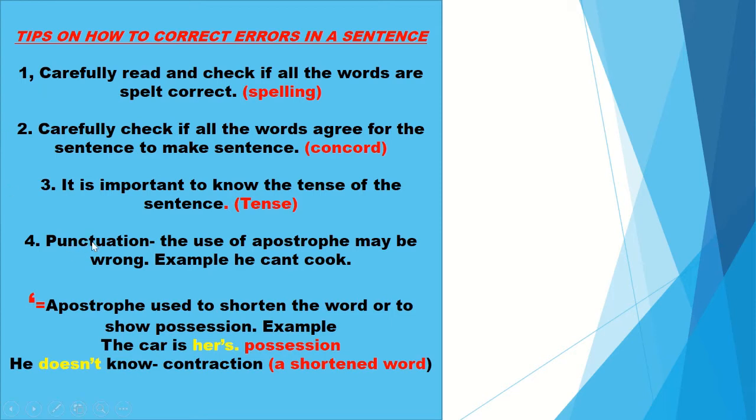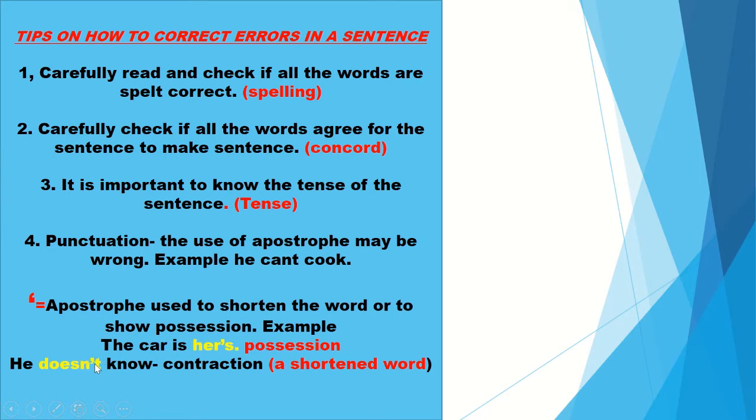And then punctuation. What do I mean by punctuation when correcting errors? I'm referring to the use of an apostrophe mark. And this is an apostrophe mark. The function of an apostrophe mark is to show possession. Again, the function of an apostrophe mark is to shorten the word. This is what we mean by contraction. Now, the word "doesn't" is a shorter version of "does not." So you apply the apostrophe mark here to show that the word is contracted. A contraction is a shortened word. Maybe if I do not want to say "cannot," then I say "can't" using an apostrophe mark.